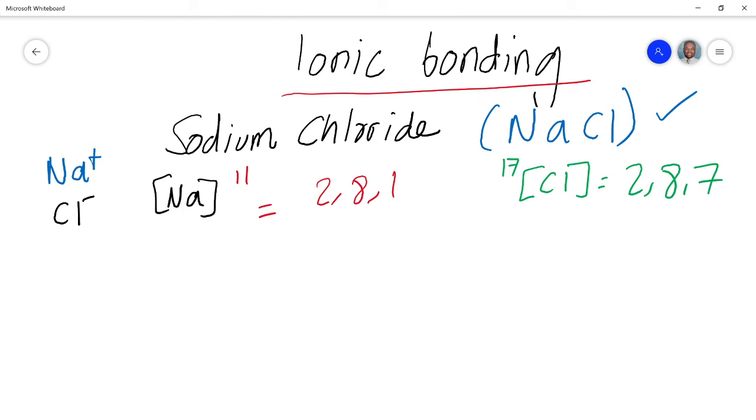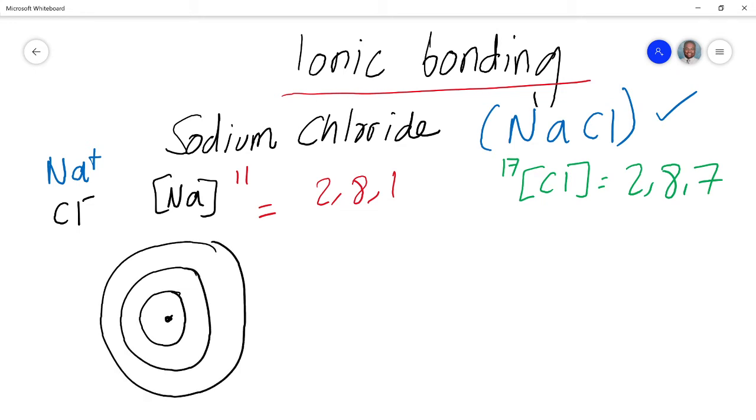How do we draw this? If you look at sodium, that's your nucleus. We can draw the 3 shells like this, and then put crosses: 2 electrons, then 8 electrons, so that's 2, 8, and then the last one is 1 electron. That's the dot and cross Lewis structure of sodium. We're drawing the last shell of sodium, and we can do the same thing for chlorine.